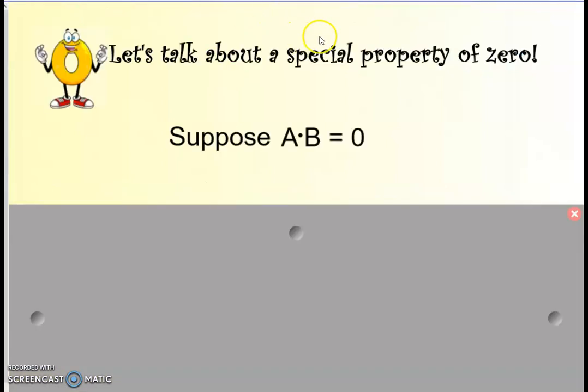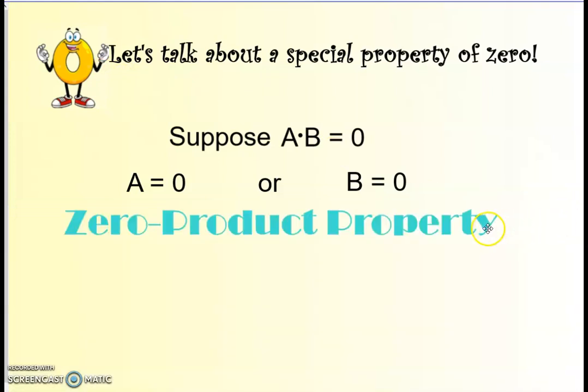Today, before we get into our super special lesson, let's talk about a special property we know about 0. Suppose I multiply two numbers together and get 0. What does that tell me about one of these numbers? Well, it tells me that one of these numbers has to be 0. It could either be the A or it could be the B, but one of them has to be 0. And 0 is the only number that works for this. When you multiply two numbers together and get 0, one of them has to be 0. This has a name. It's called the zero product property.